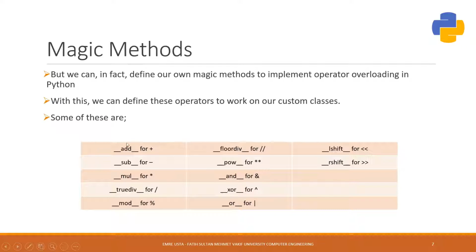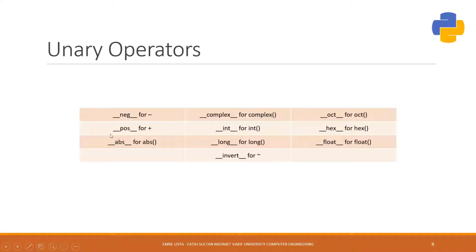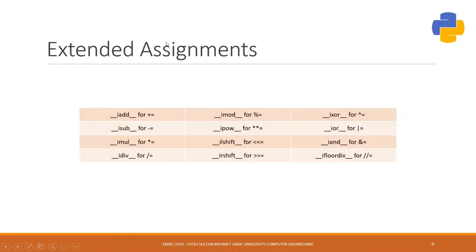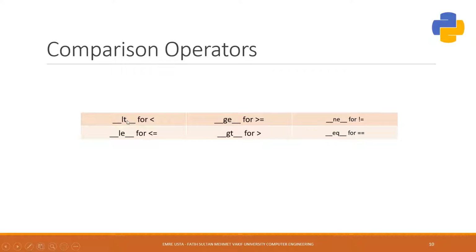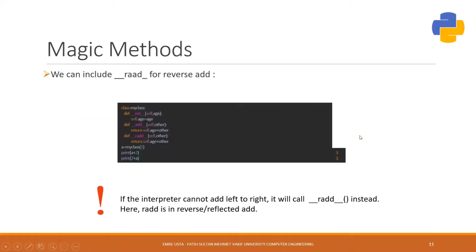Some of these are addition, mod, power, XOR, left shift, right shift, and unary operators: absolute value, complex, hexadecimal, etc. Extended assignments, and here we can show these methods, and comparison operators: less or equal, greater or equal, greater, not equal, equal. We can include reverse add methods. If you want, you can try in PyCharm, no problem.